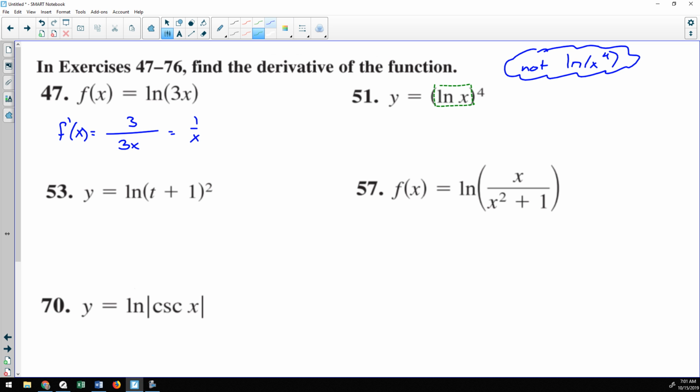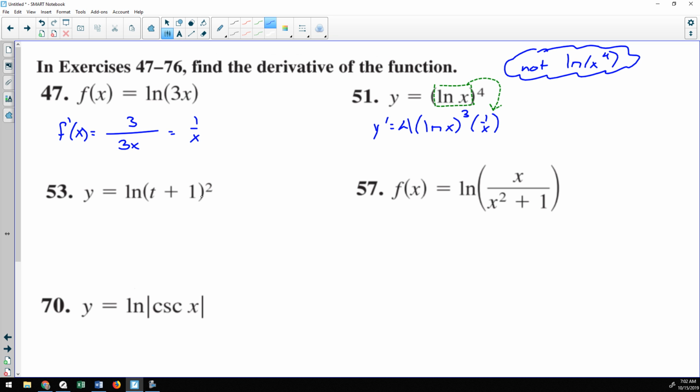So the first thing I'm going to do as a chain rule is I'm going to bring that 4 down, and I'm doing the derivative of this as if it were saying just x to the 4th. The derivative of x to the 4th is 4x cubed, only this time in the place of an x, I have a natural log x, so this is a chain rule. Then once I do the derivative of stuff to the 4th, I then multiply that by the derivative of the inside, which is 1 over x. So your entire derivative for number 51 is 4 natural log x cubed times 1 over x.